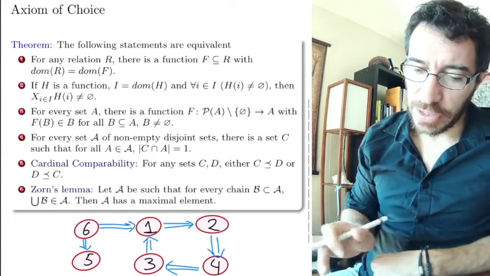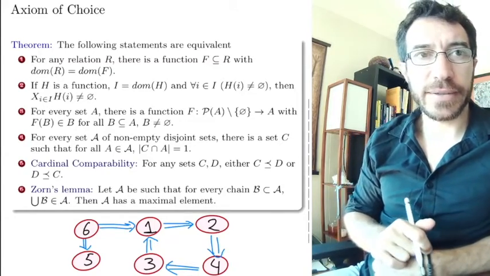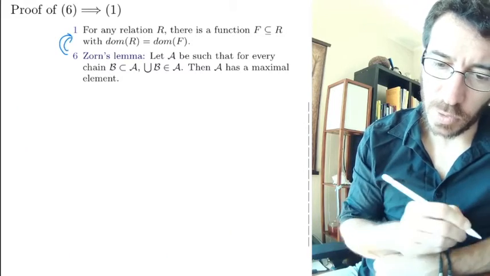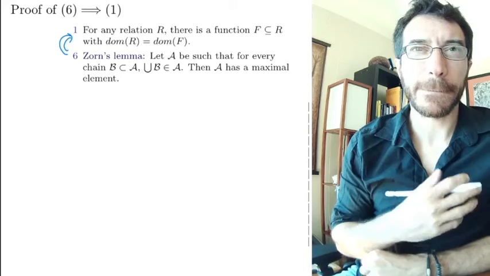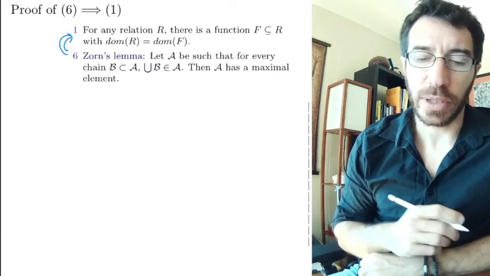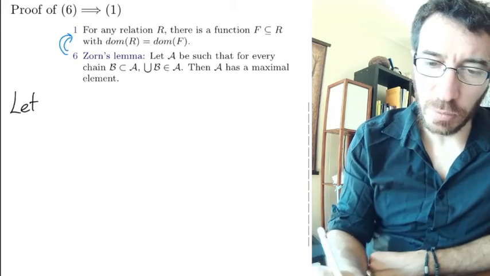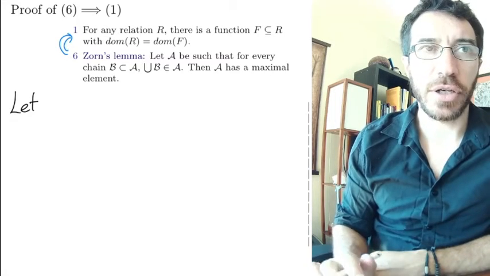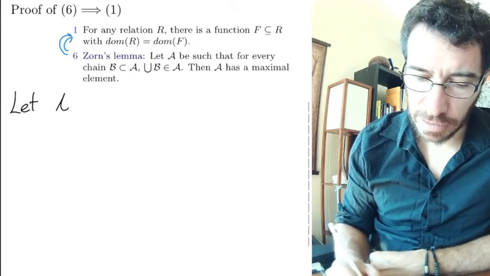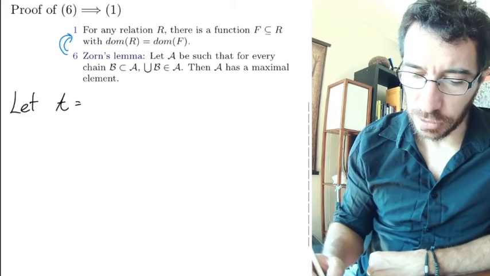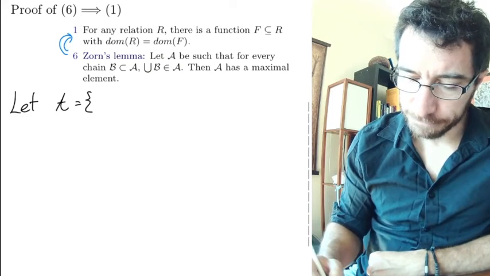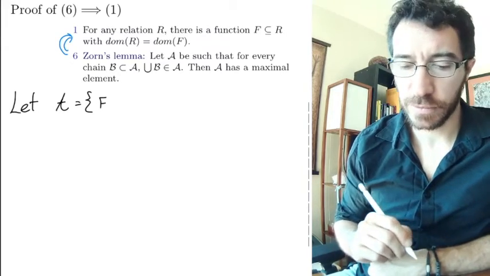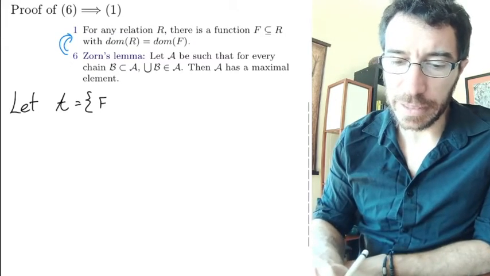Okay, so let's finish doing 6 implies 1. So we want to do here 6 implies 1. And this one is actually quite simple. As usual, when we use Zorn's lemma, what we need to do is define the collection A. So let A be the set of all functions, and let's apply it correctly.